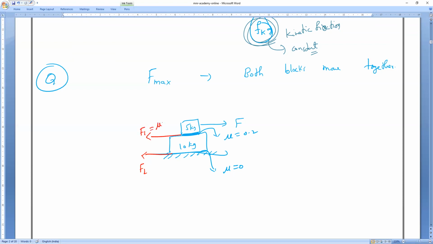So here F limiting is mu into N. Here also F limiting is mu into N. So here mu is 0, so F limiting will become what? Entire thing 0 into 0, which is 0. Is it clear, everybody? So this surface's F limiting is 0.